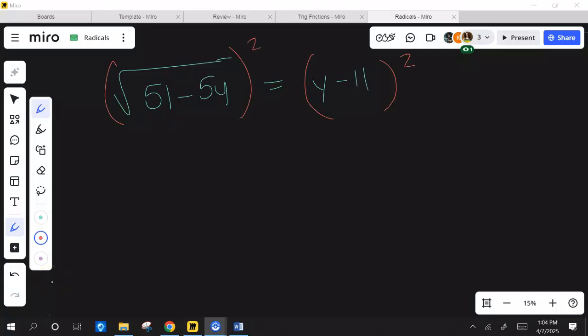Eliminate it, right, by squaring. But if you square that side, is that y squared minus 121? Say it again, Riley Grace. You cannot distribute an exponent when you are adding or subtracting inside the parentheses. You have to FOIL it.